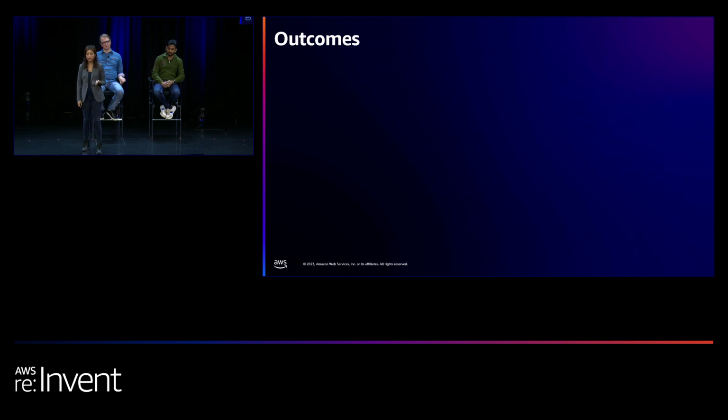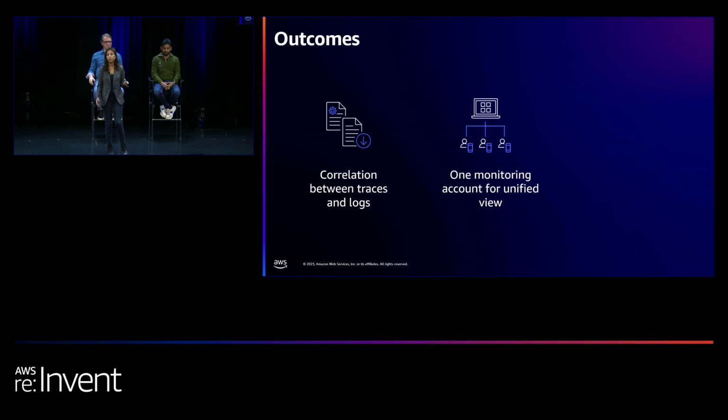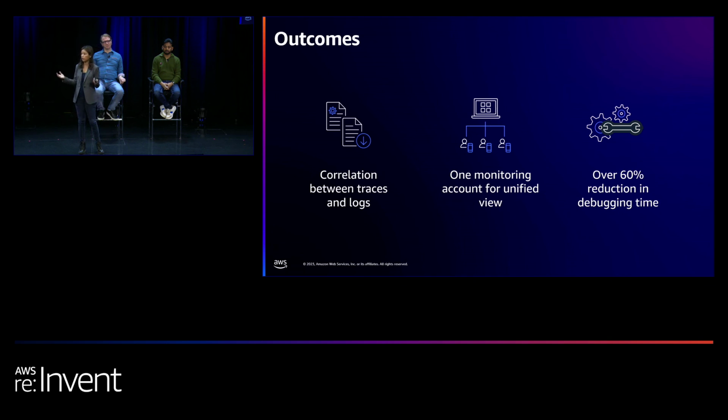As a result, after Audible implemented this cross-account observability, they were able to correlate their logs, traces, and metrics easily. They were able to use only one monitoring account to look across all their source accounts. As a result, they saw over 60% reduction in debugging time. Previously, they would spend on average 2 hours debugging any high-severity issue, and now they're spending almost 20 to 30 minutes.